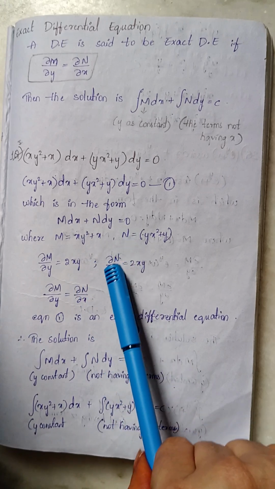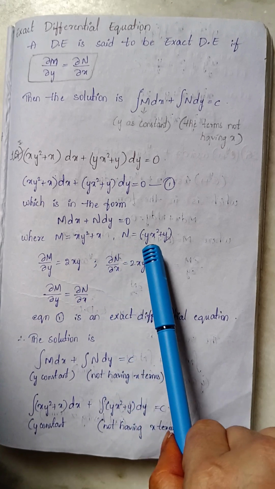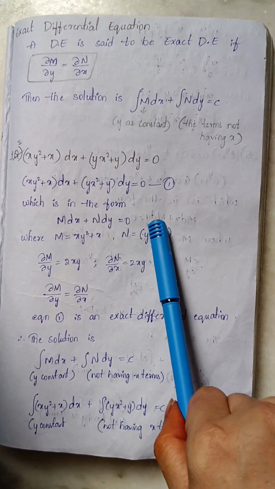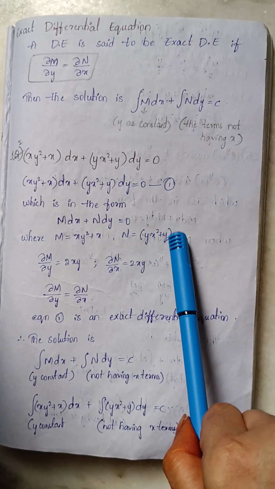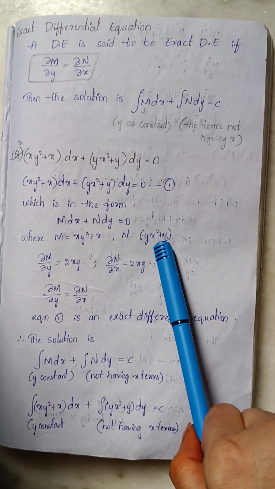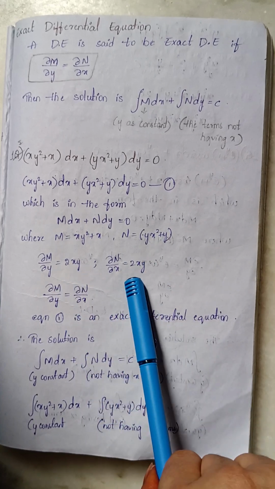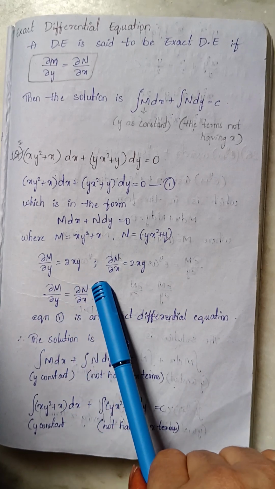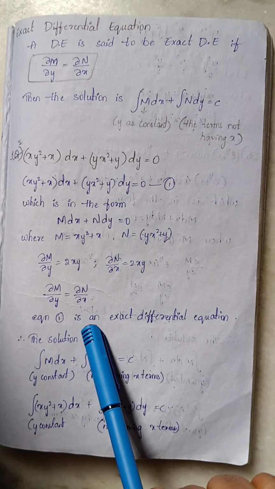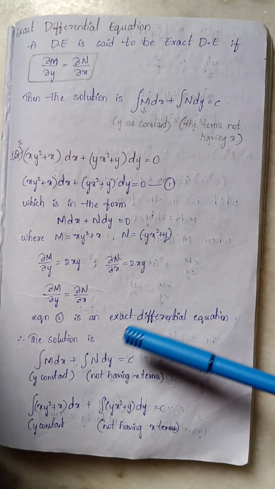Similarly, ∂N/∂x. With respect to x we are differentiating, so y is constant, take it as it is. The derivative of x square is 2x, and y with respect to x is constant, so it is 0. So these two are equal, that is, ∂M/∂y equals ∂N/∂x, which is said to be an exact differential equation.